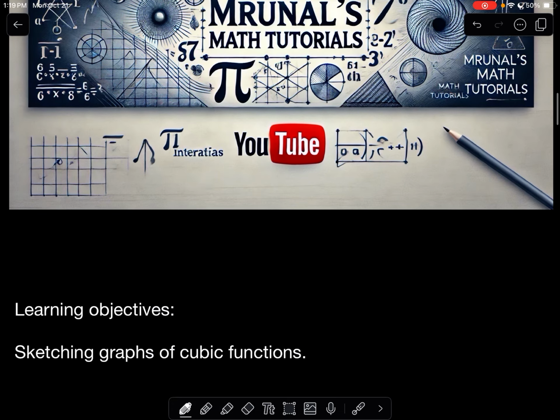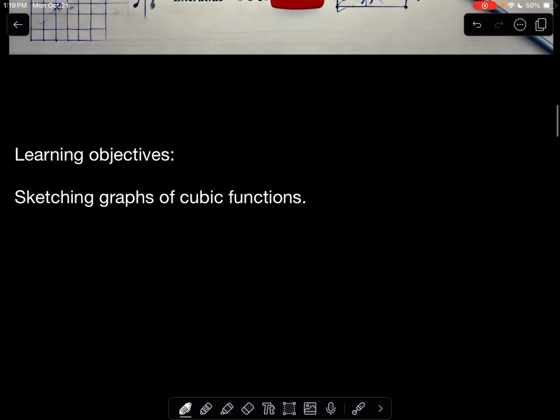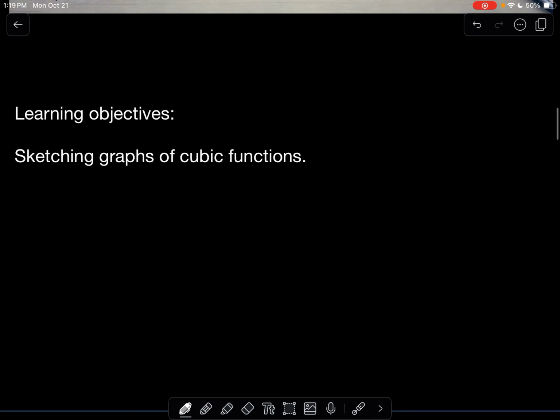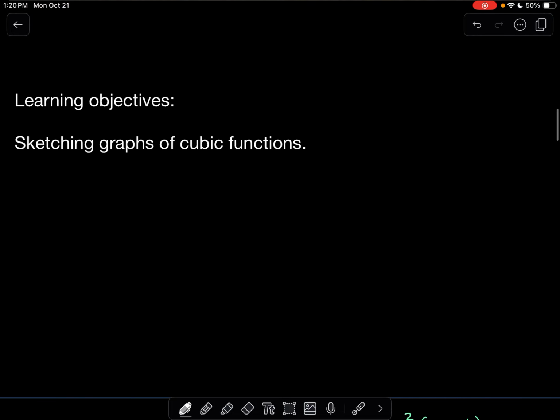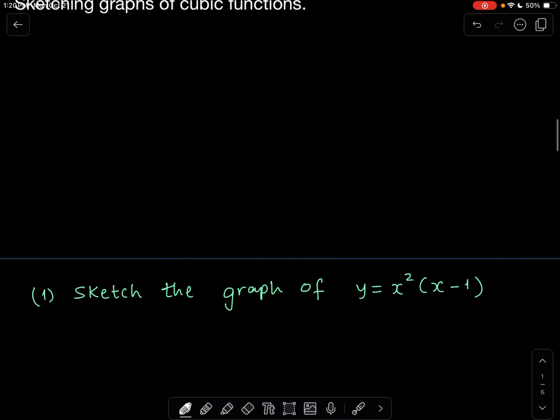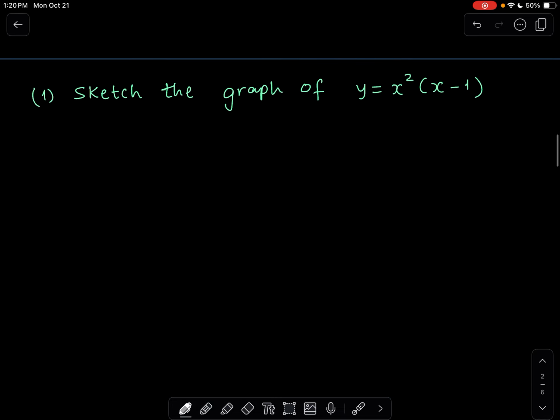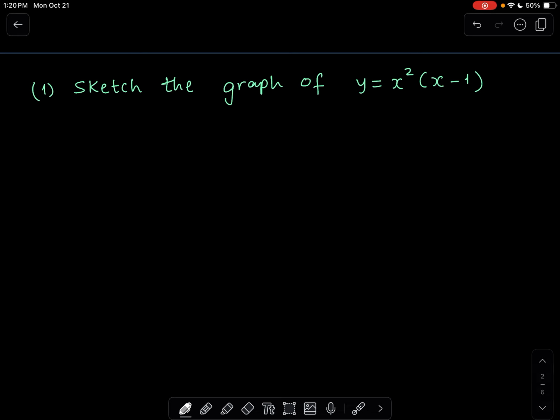Today we are learning how to sketch graphs of cubic functions. This is part 2. I also have part 1 on sketching graphs of cubic functions. They are the basic questions that you would ever have in IGCSE or in AS level maths. In today's video, we'll look at some complex examples, such as the first one over here.